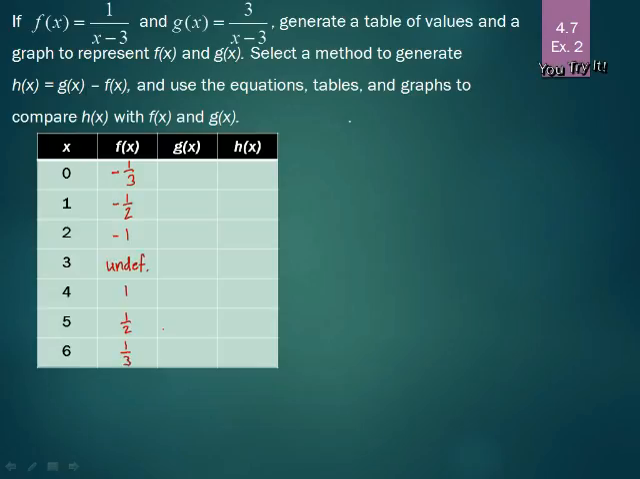Okay, so just wanted to point out here that at 3 we do have undefined because 3 minus 3 is 0 in the denominator, and that makes it so that we cannot have 1 divided by 0. That isn't possible, so that's just going to be an undefined value where the asymptote will be.